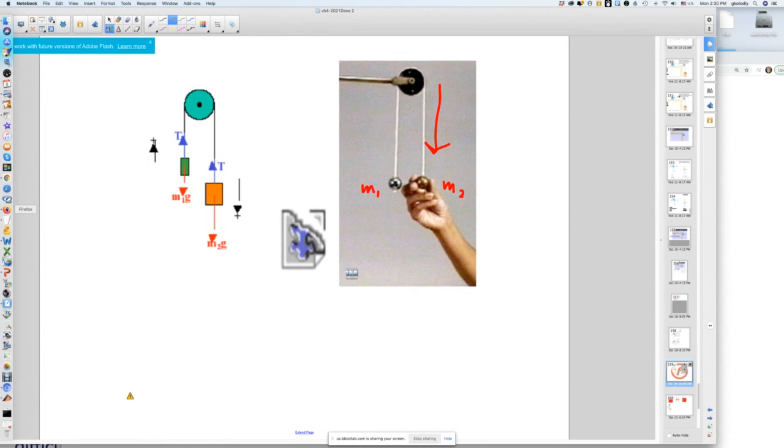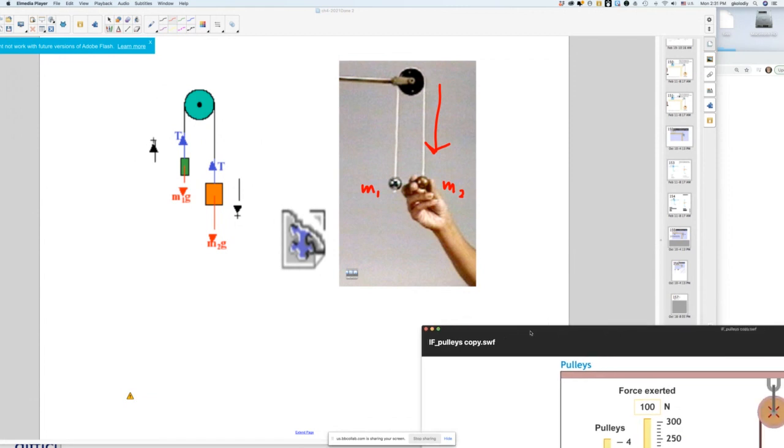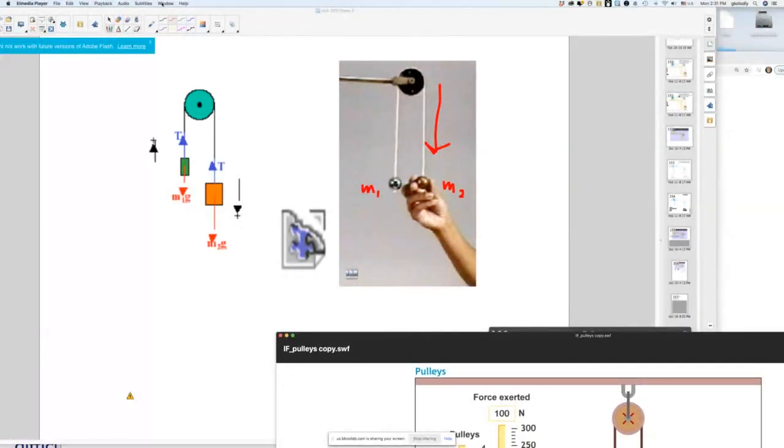So let me show you the simulation. My flash player. This is the next topic. Let me go to.